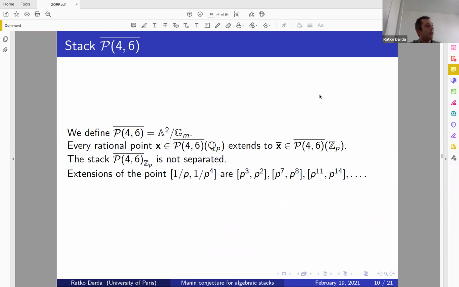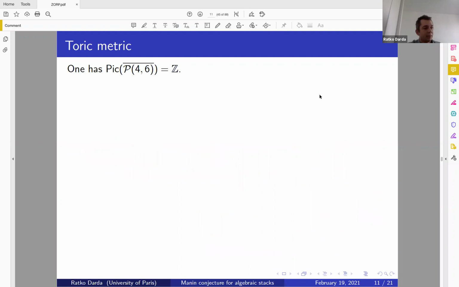Okay, and now to define a metric, first let us observe that the Picard group of this stack is Z. Even in the situation when n is equal to 1 and we have the stack P of A, for the stack P of A without bar, we have calculated that it's Z over AZ. But for PA bar, the Picard group is also Z.